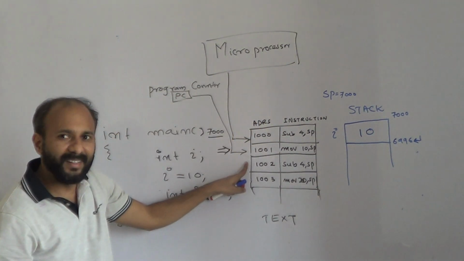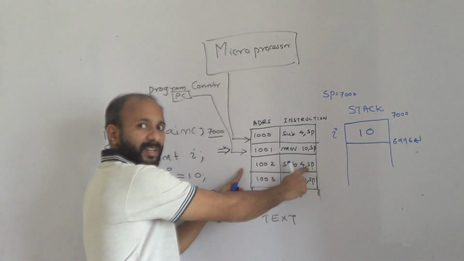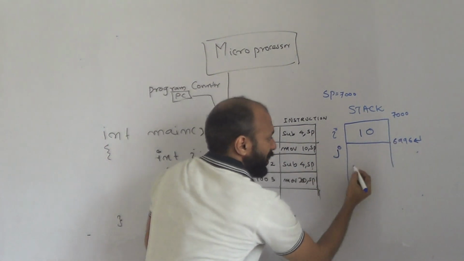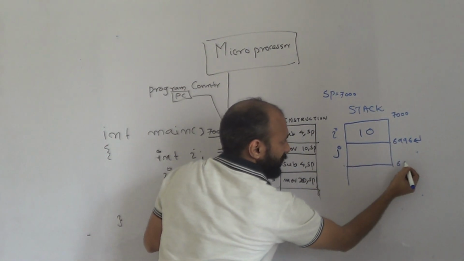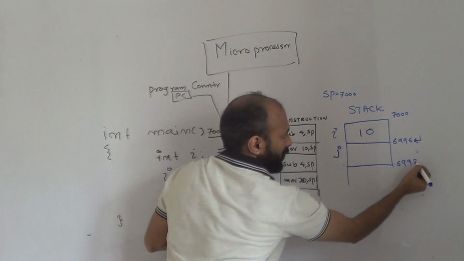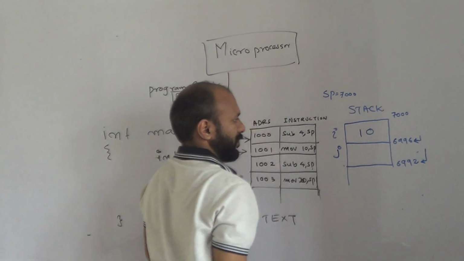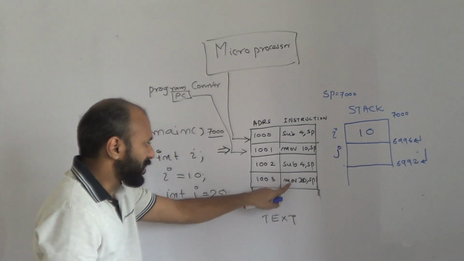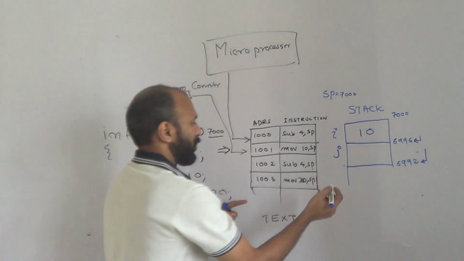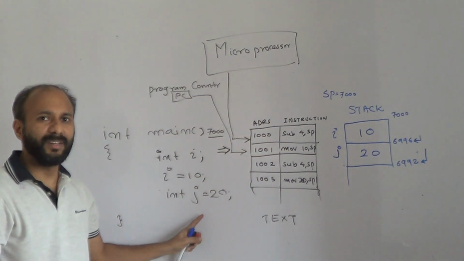Again processor is reading this line. Subtract 4 from where the stack pointer is pointing. This is for J. Now stack pointer is pointing here. Again subtracting 4 from 6996. How much will it be? 6992. Now stack pointer is pointing to this location. Now next instruction, move 20 to where the stack pointer is currently pointing. So 20 is moved over here. This is what is happening internally.